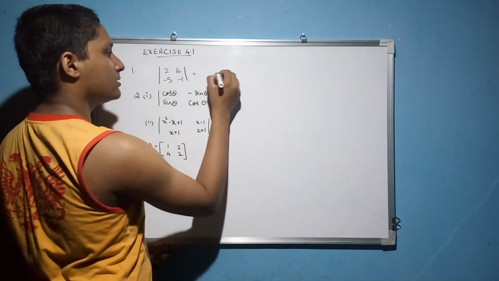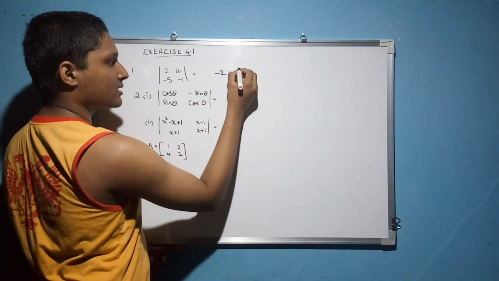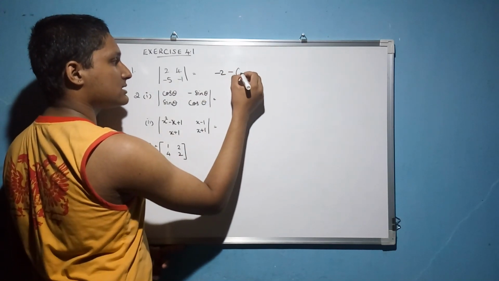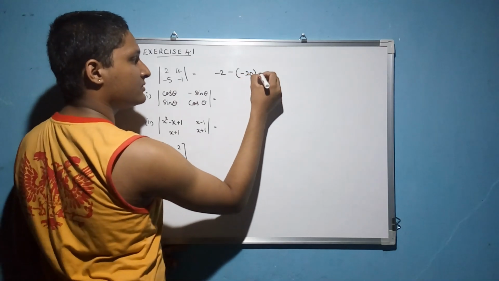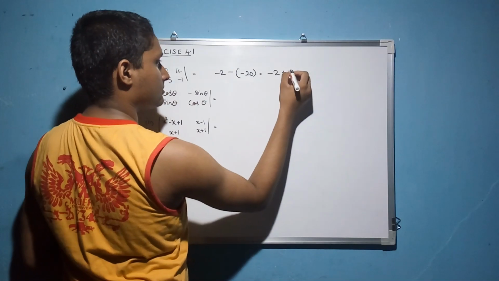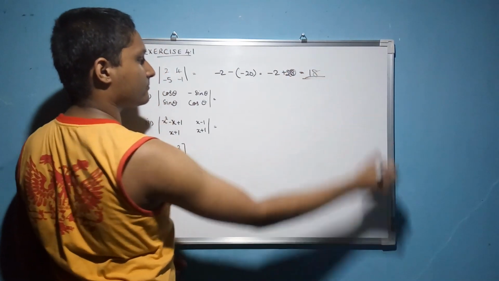So it is going to be minus 1, 2 into minus 1 is minus 2, minus of 5 into 4, minus 5 into 4 is minus 20. Therefore it is going to be minus 2 plus 20, that is going to be 18 as the answer.